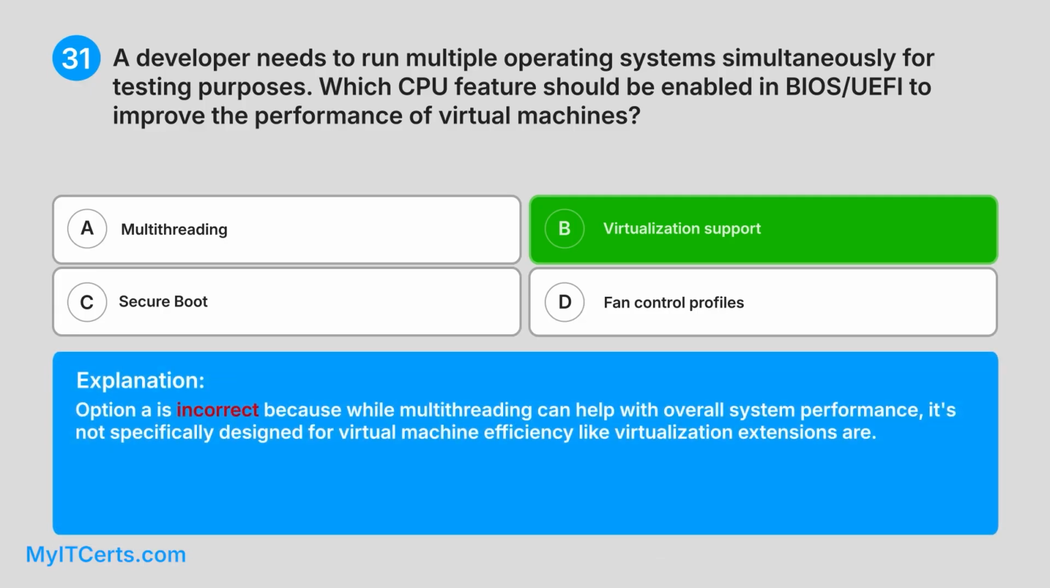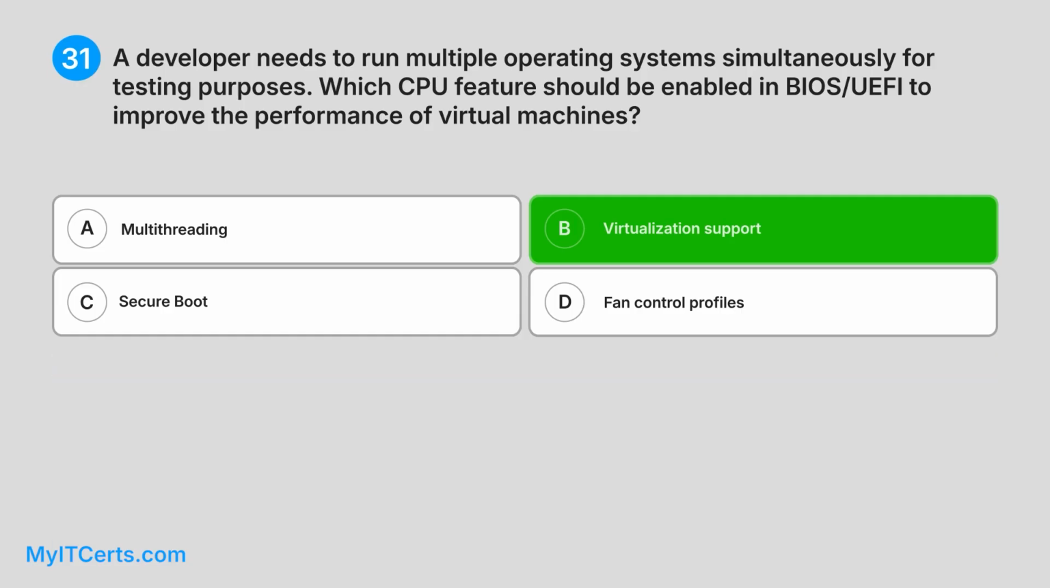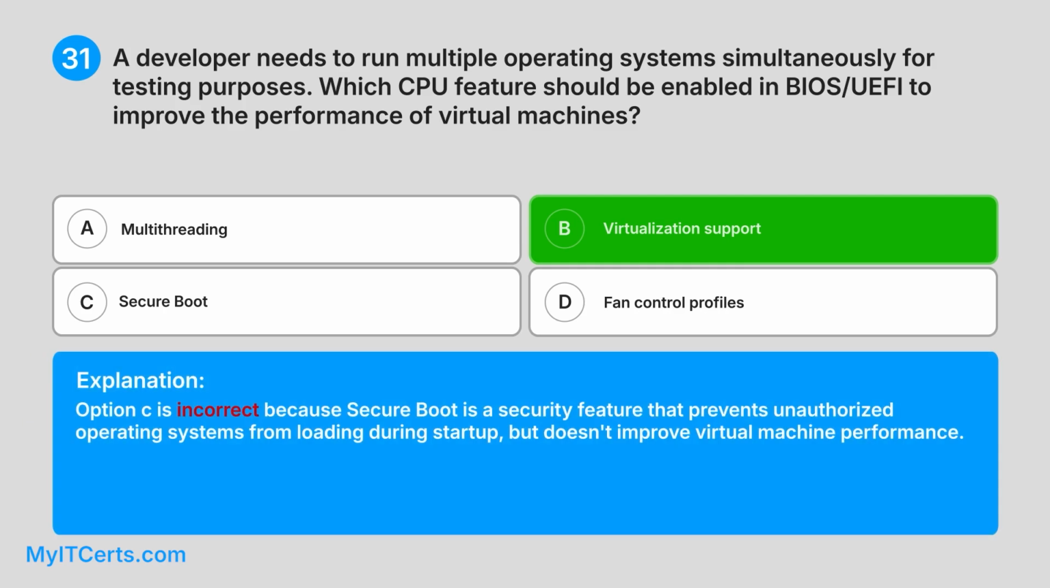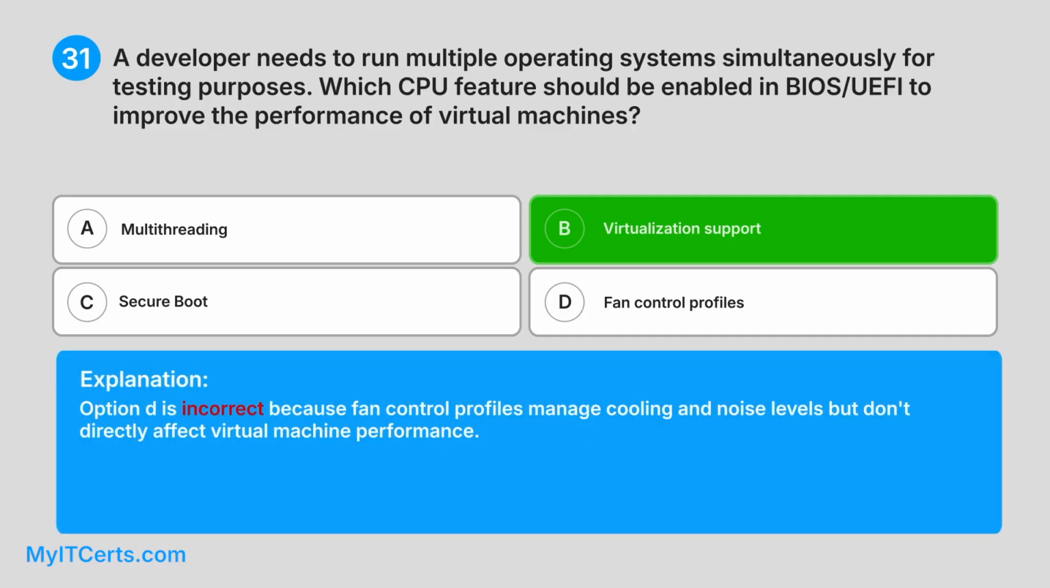Option A is incorrect because while multithreading can help with overall system performance, it's not specifically designed for virtual machine efficiency like virtualization extensions are. Option C is incorrect because Secure Boot is a security feature that prevents unauthorized operating systems from loading during startup, but doesn't improve virtual machine performance. Option D is incorrect because fan control profiles manage cooling and noise levels, but don't directly affect virtual machine performance.